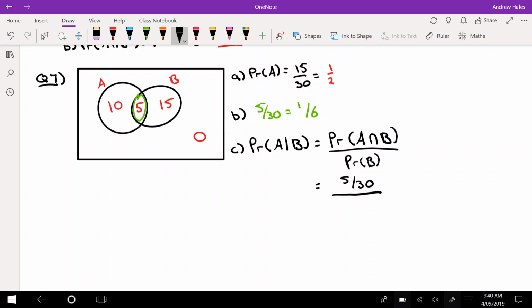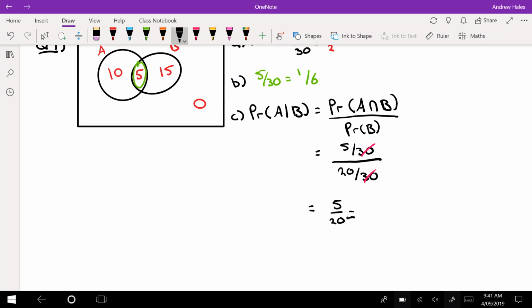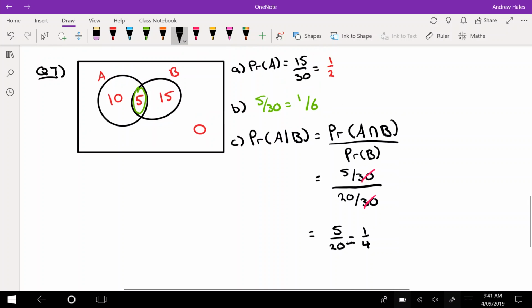On the bottom is the probability of B. Well, B is going to be 15 plus 5 out of 30. So that's 20 out of 30. And because we know our fractions, we know these two 30s are going to cancel each other out. And so now I have 5 out of 20, which equals 1 out of 4.